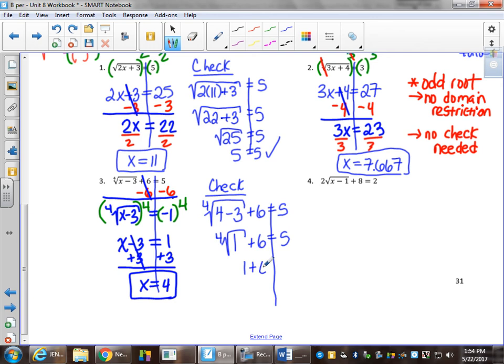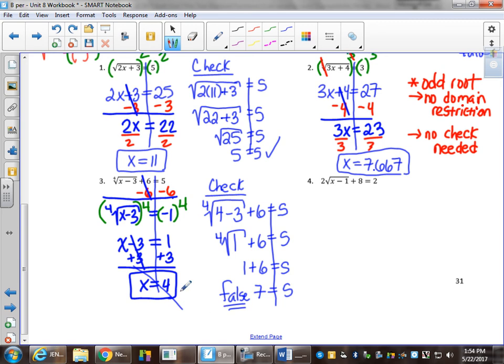1 plus 6 equals 5, and 1 plus 6 is 7. Did this come out to be true or false? False. Now first, you would always want to make sure you actually didn't make a mistake yourself with your check. So it doesn't hurt to run back through and make sure you didn't make a sign error of any kind. But when I check, I did 4 minus 3 is 1, fourth root of 1 is 1, 1 plus 6, that's 7. So this is false, which means I will cross this out.